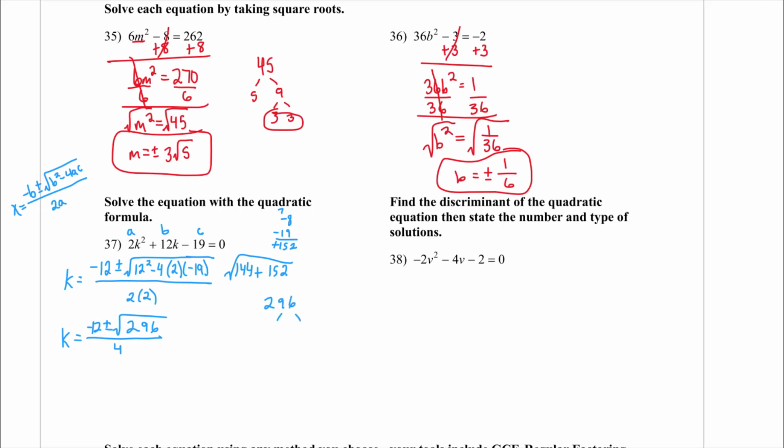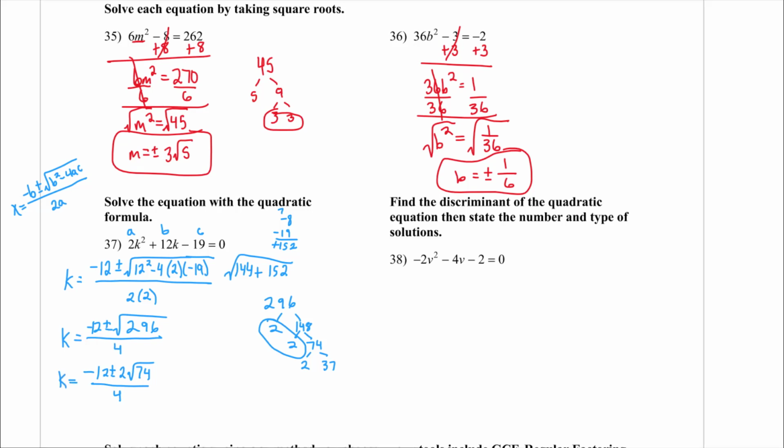I want to simplify the square root of 296 if I can. I'm pretty confident it's not a perfect square, but it probably has a perfect square inside of it. So 148. 148 goes to 74. 74 goes to 37. And so that means that we're done. 37 is prime. So we have a pair of 2's, so we're going to put a 2 on the outside. But 2 and 37 don't have anything to pair up with, so they actually need to go back together and become 74.